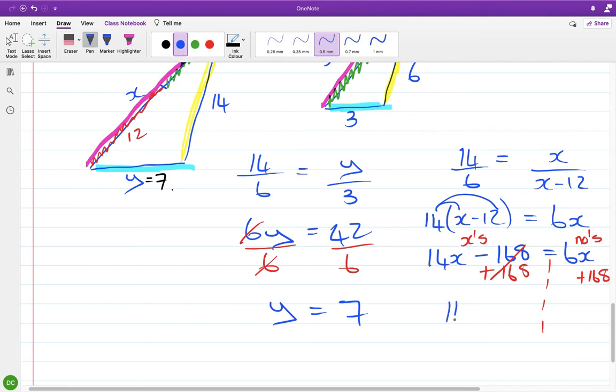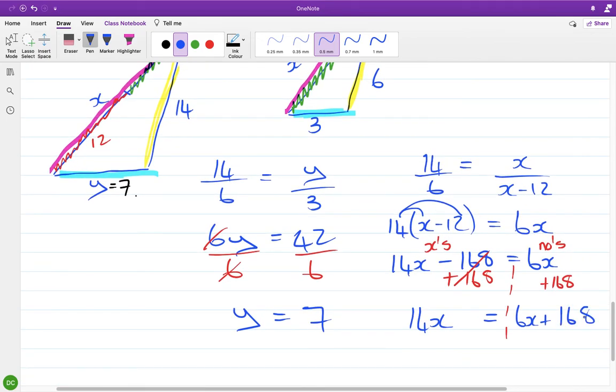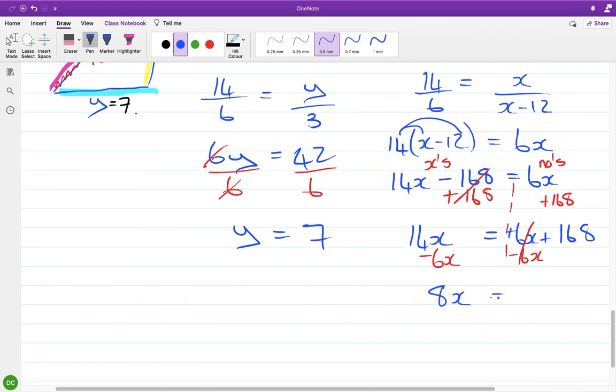So I have 14x equals 6x plus 168. Now I have 14x on the x's side. On the number side, I have 168, which is fine, but I also have 6x. We acknowledge that that's a plus. We get rid of it with a minus 6x, but you have to balance and bring it over here. So then we have 14 minus 6 is 8x equals 168. Then we divide by 8 on both sides. And 168 divided by 8 is 21. So x equals 21. So that was tricky with the whole x minus 12 thing.